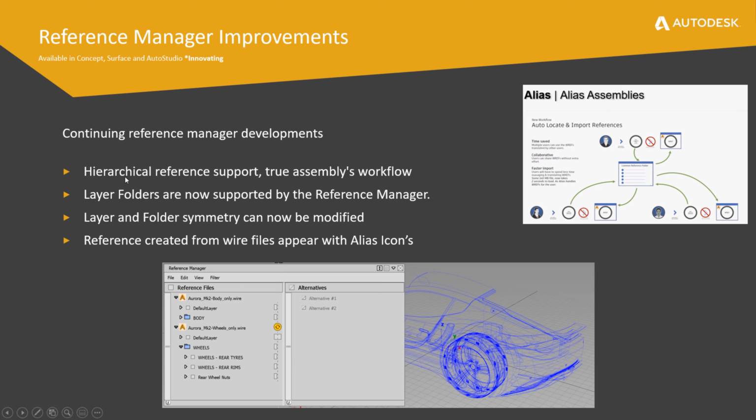So, you know, all these things: layer folders, layer folder symmetry, references appearing with the alias icon, ground plane shadow and reflections are now visible with reference managers, reference files. So there's nice additions there, as well as obviously the assembly workflow. So moving on.